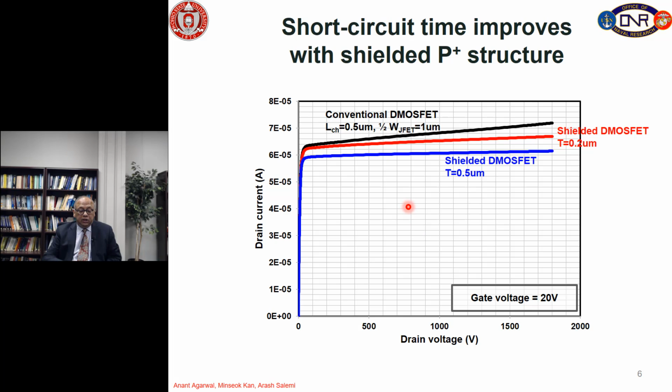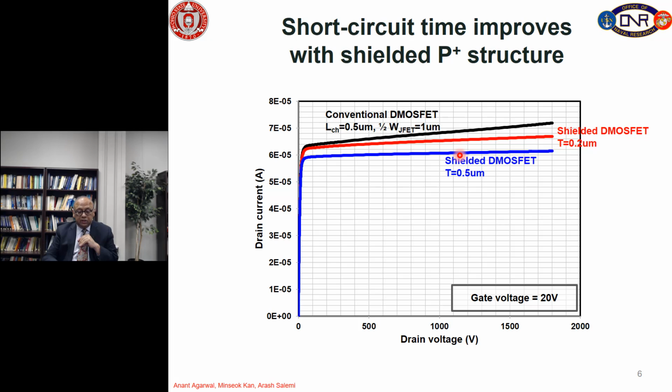Then if we simulate the output characteristics again, the black curve is the standard curve without the shielded structure, that is the conventional structure. The red line is the shielded structure where the thickness of the high P plus doping is only 0.2 micron, and the blue represents the shielded DMOSFET where the high doping is over 0.5 micron in the shielded region. And you can see that we can approach the ideal curve with high doping in the shielded MOSFET structure.